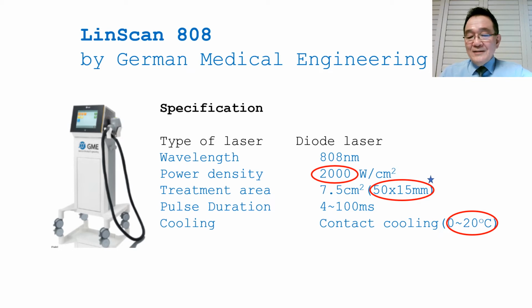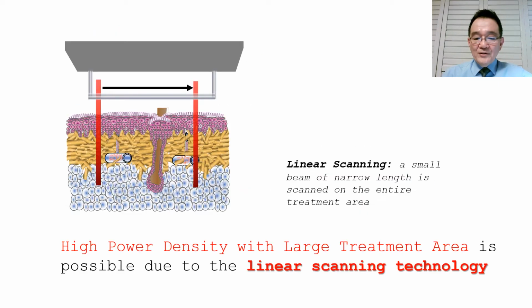The original Linscan 808 has 2000 watts per square centimeter power density and 50 by 15 millimeter spot size, and also you can choose contact cooling temperature from 0 degrees to 20 degrees Celsius. High power density with a large treatment area is possible due to the linear scanning technology.